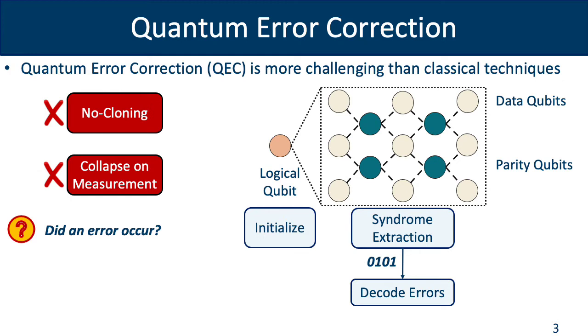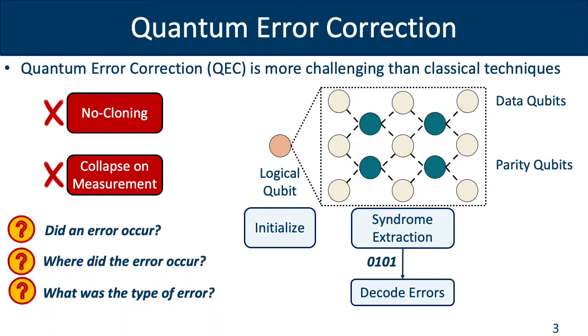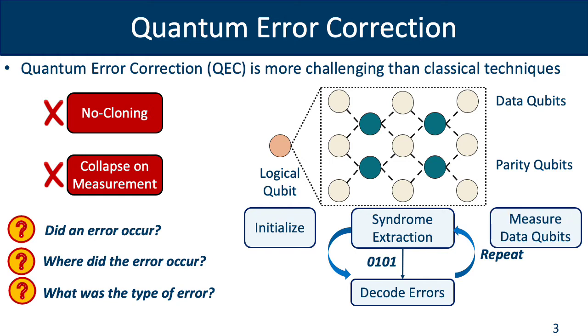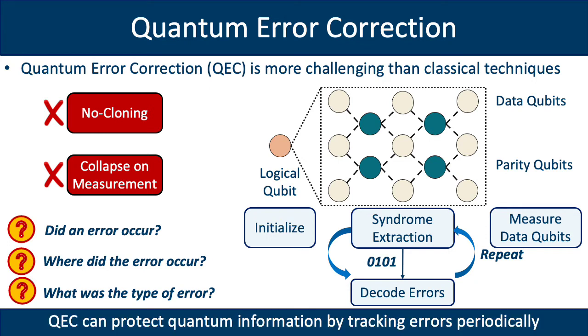And if there was an error, where did that error occur? And what was the type of the error? And you repeatedly do this as long as your application is running. And finally, at the end, you measure the data qubits. An uncorrectable error leads to a logical error. So quantum error correction protects quantum information at the expense of the increased redundancy by periodically tracking and correcting errors.